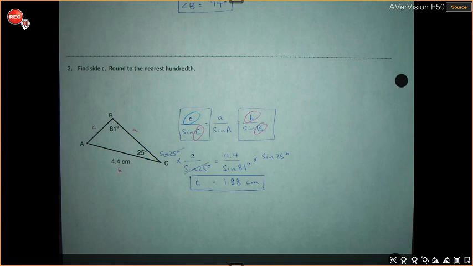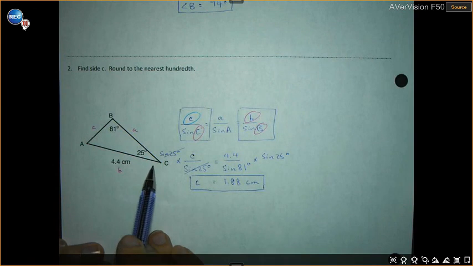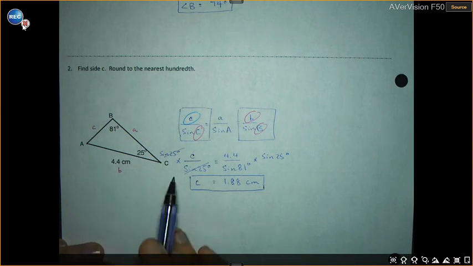Again, we can use the sine law. It's not a right triangle. We're given side B and its opposite angle, and we have another angle. Or we can think of it as we're given 2 angles and 1 side.